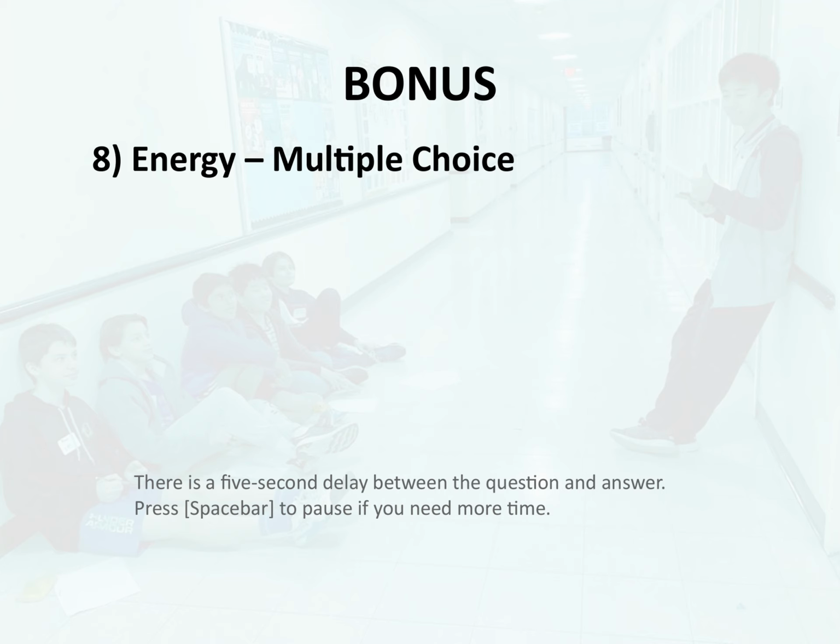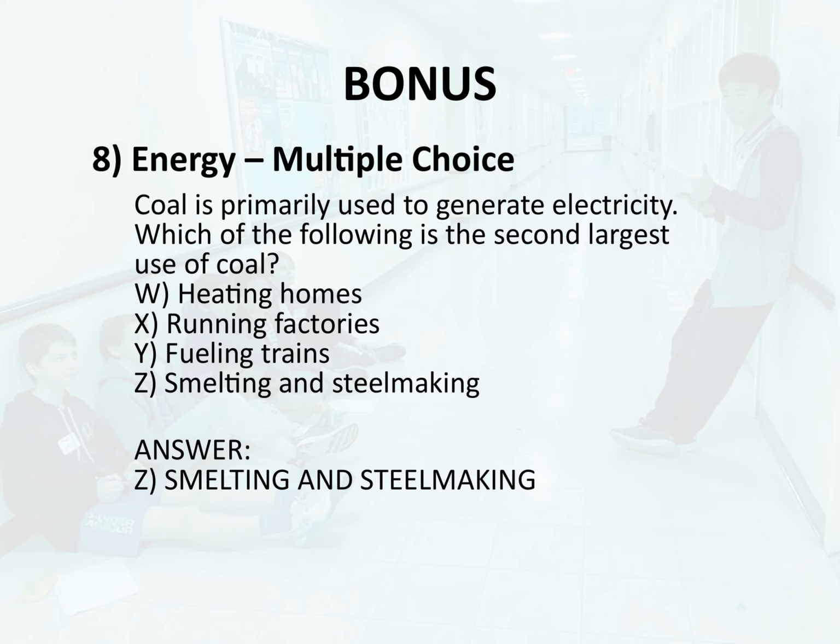Bonus 8. Energy, multiple choice. Coal is primarily used to generate electricity. Which of the following is the second largest use of coal? W. Heating homes. X. Running factories. Y. Fueling trains. Z. Smelting and steelmaking. Answer. Z. Smelting and steelmaking.